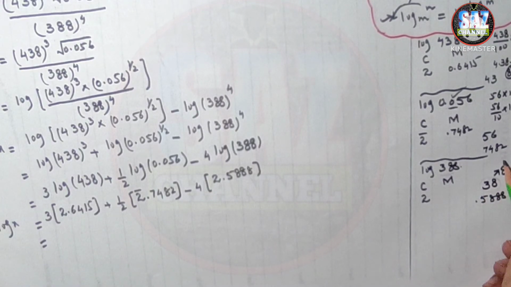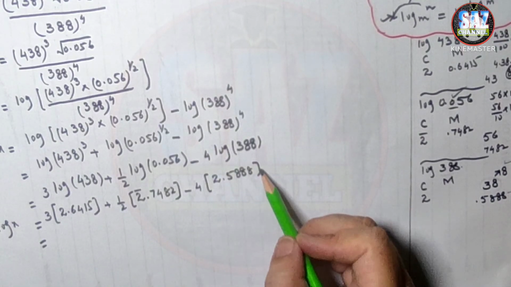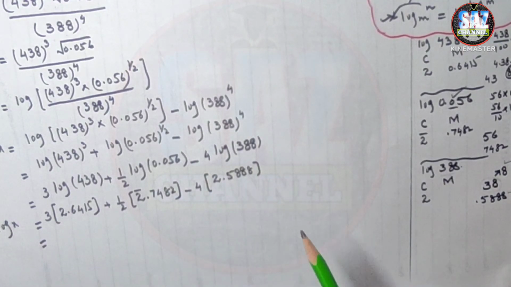and then I have to locate 38 in the column of 8. And when I am locating 38 in the column of 8, I am getting 5888, and as the Mantissa is in form of decimal, what I have to do is place the decimal, and log of this number will become 2.5888.